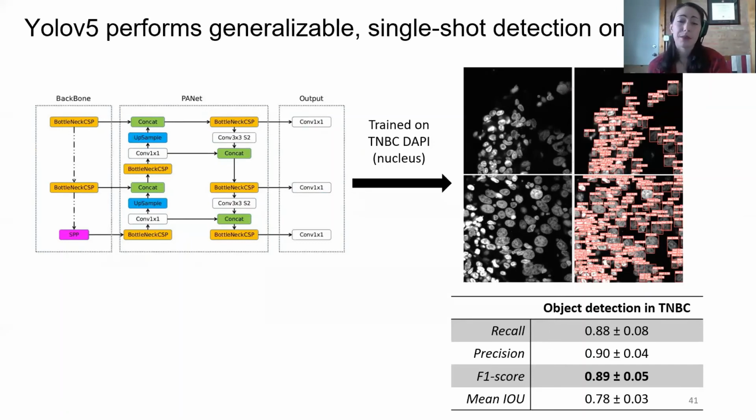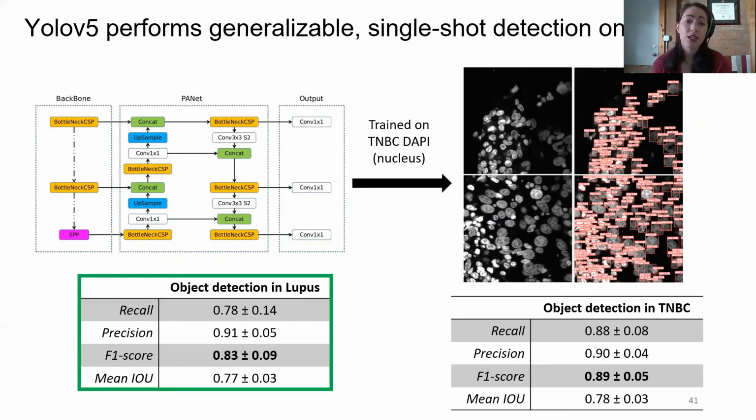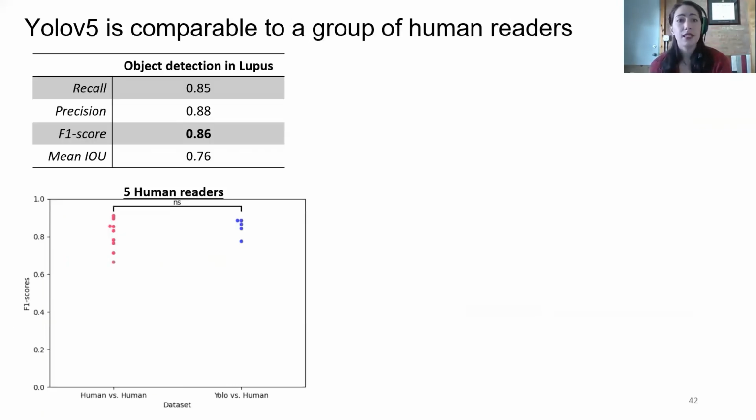If we directly apply that to lupus images with no fine-tuning whatsoever, so no extra truth required, we have an F1 score of 0.83. So we're already in the realm of improved performance just by changing to a simpler task where we have more consistent ground truth. If we look at object detection in lupus and compare the YOLO results to 5 human readers, there's no significant difference between the YOLO versus the human reader and the human reader compared to another human reader.